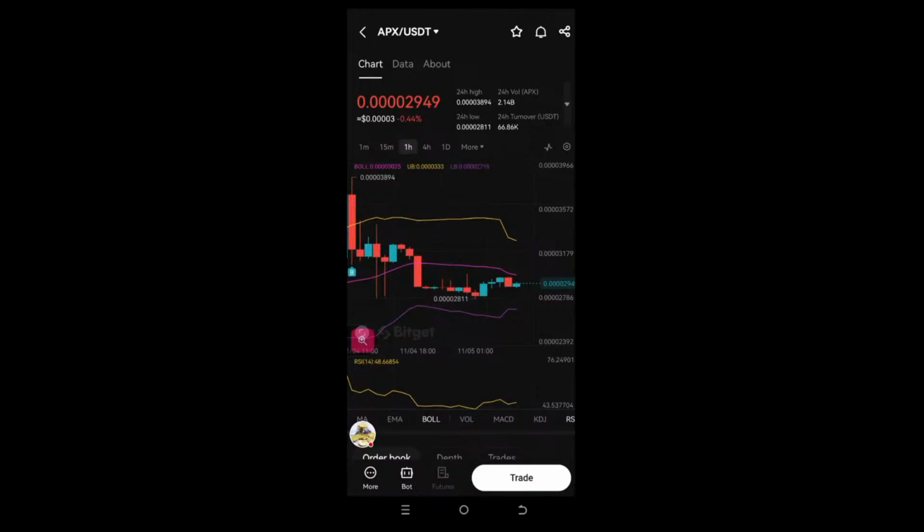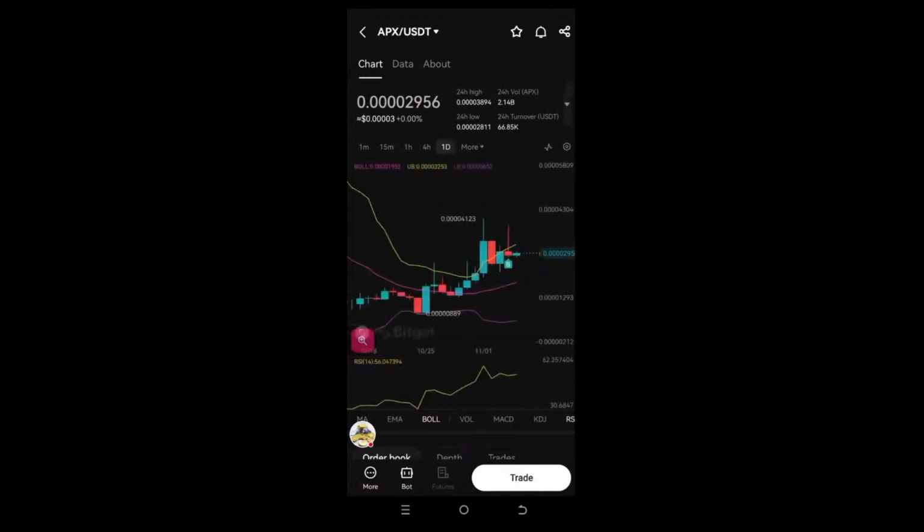And the two platforms I'm going to be talking about here, BitGet and KuCoin, don't have parabolic SAR. They only have Bollinger Bands. And those two trades are still waiting, right? But anyways, look at it. This is a new coin. Let me put one day here to show you something.